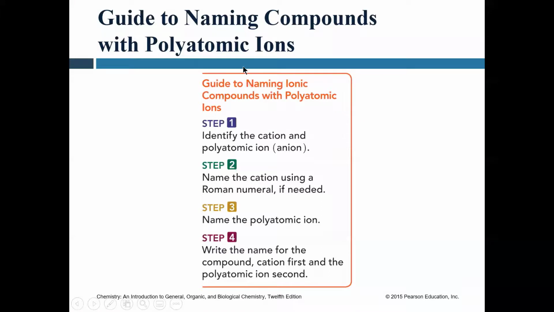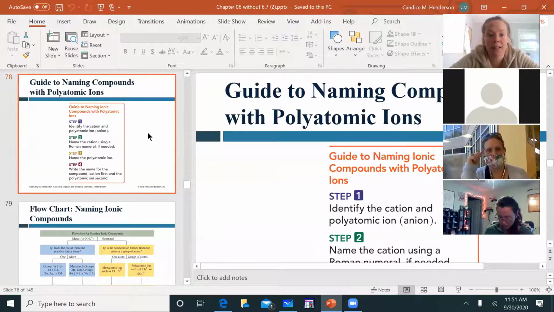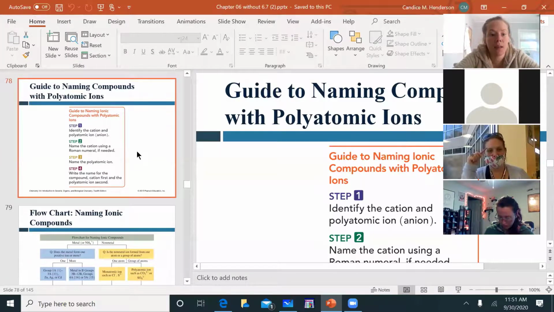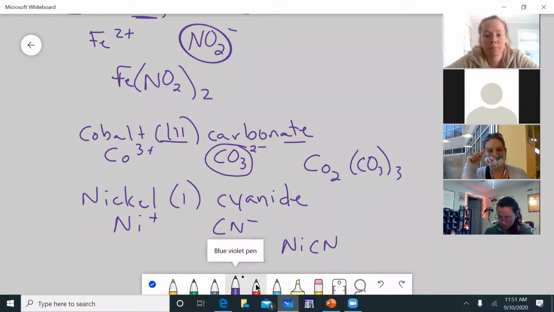Okay, so if we're going to name it, identify the cation and the polyatomic ion, name the cation using a Roman numeral if needed, and then name the polyatomic ion, and that's it. So we don't change the polyatomic ion's name. We don't IDE it, we don't truncate it, we don't do anything like that. So when I see something, well, I'll just write a couple out.